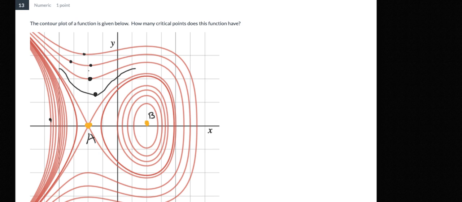We don't know which one, because on this plot the contour lines are not labeled, and so we don't really know what happens to the values of the function when we approach point B. Do they decrease or do they increase? Overall, two critical points on this contour plot.